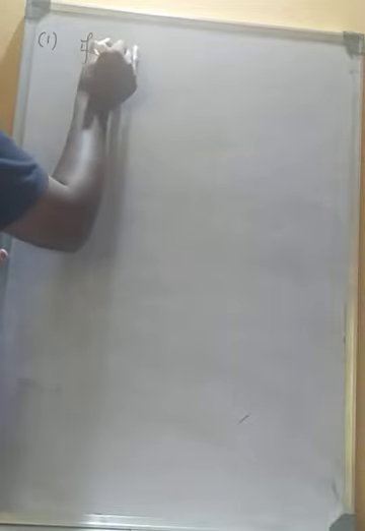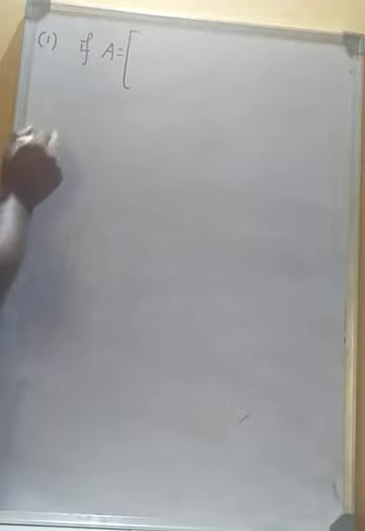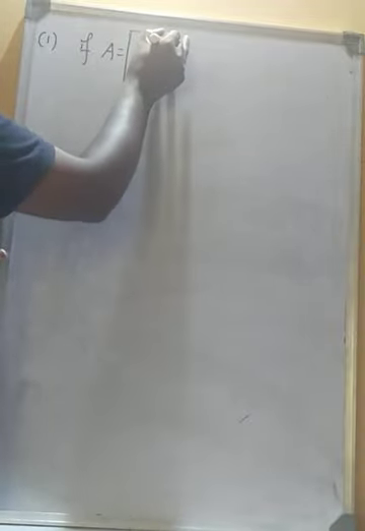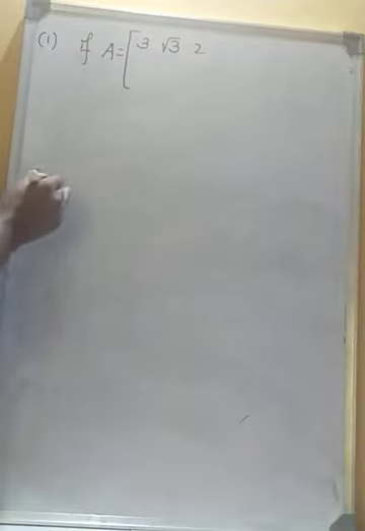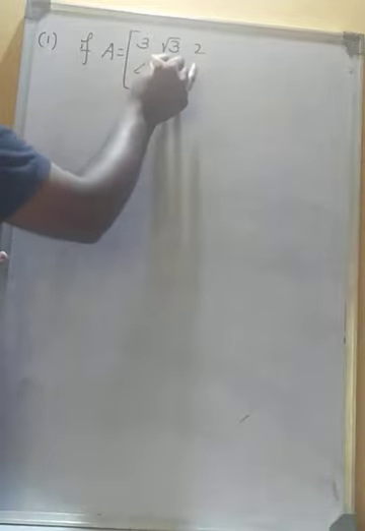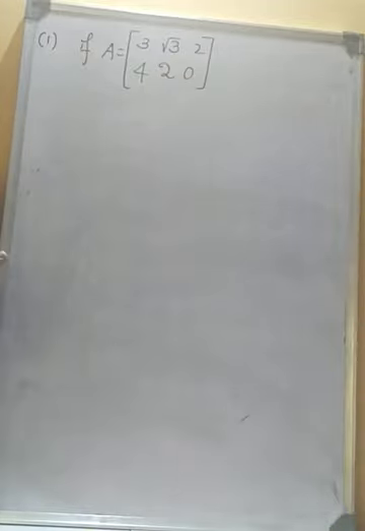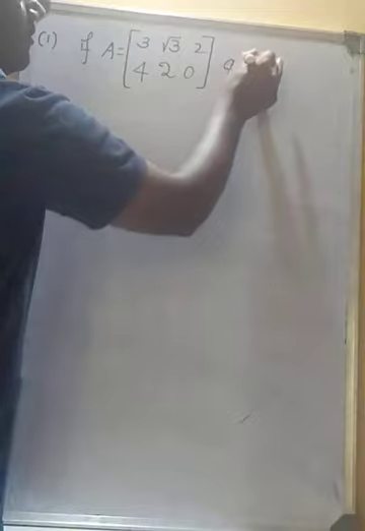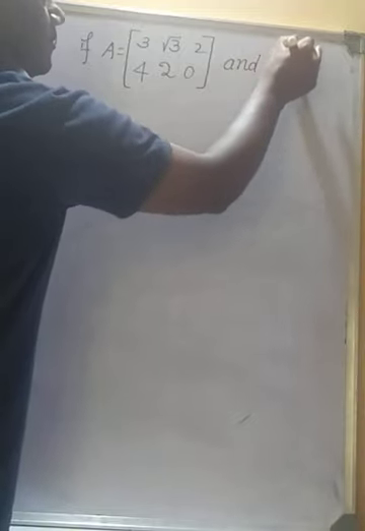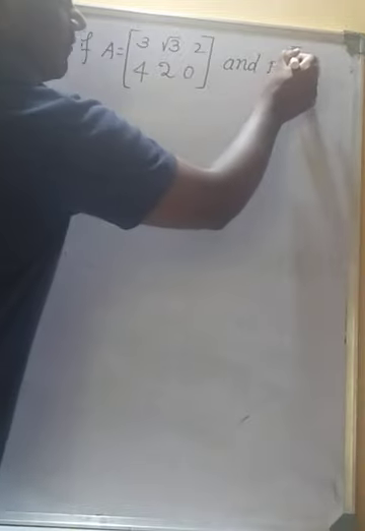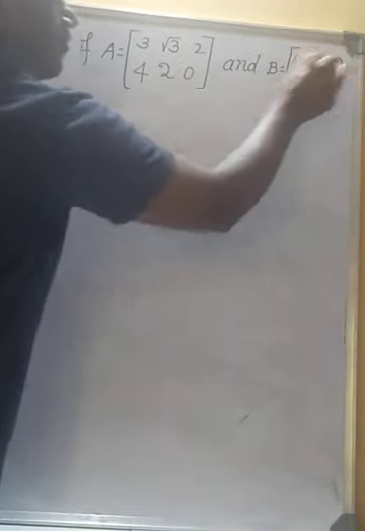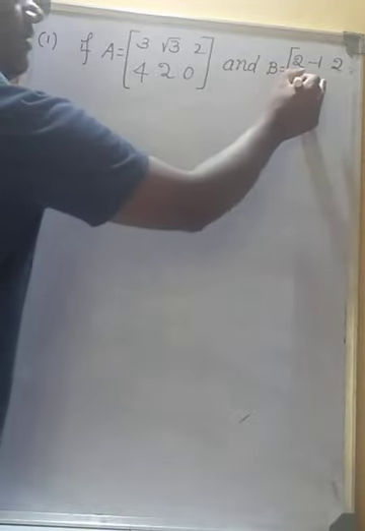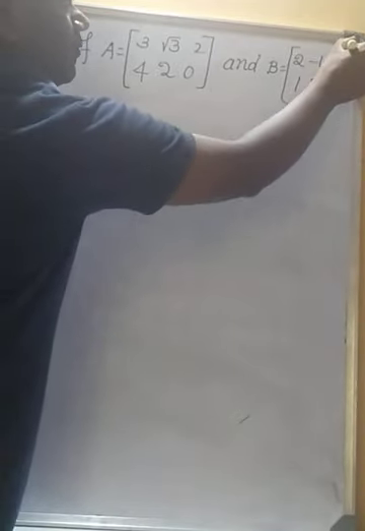Now we can go for problems. Problem number 1 or example 1. If matrix A equals 3, root 3, 2 as the first row elements, second row elements 4, 2, 0, and matrix B is equal to 2, minus 1, 2, second row elements 1, 2, 4.